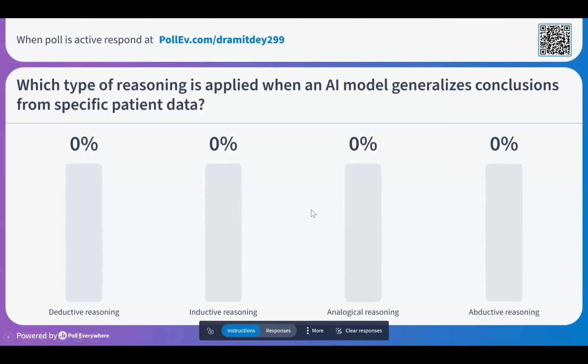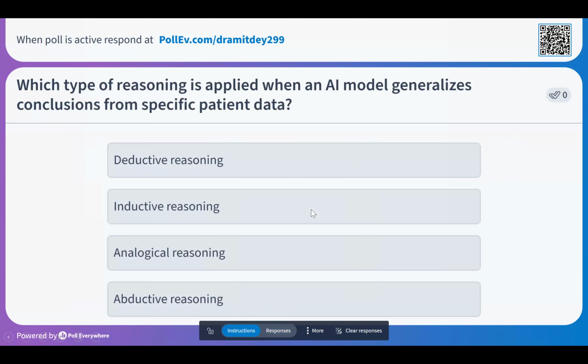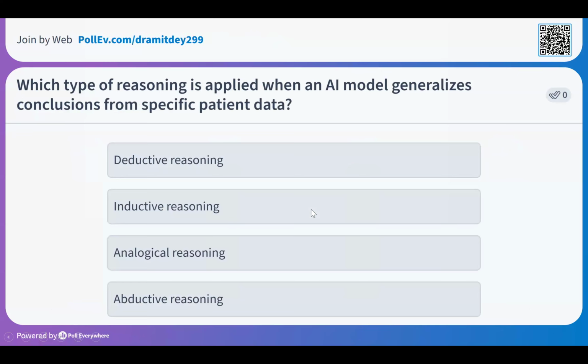Okay, so let me activate it. Yes, I will not show you the response right away. We'll come to the response. Now, this is the question, and I'm waiting for responses to be recorded here. And I think it is already active. Yes, I could see 4, 5, 6. Okay. I'll request everybody to participate.